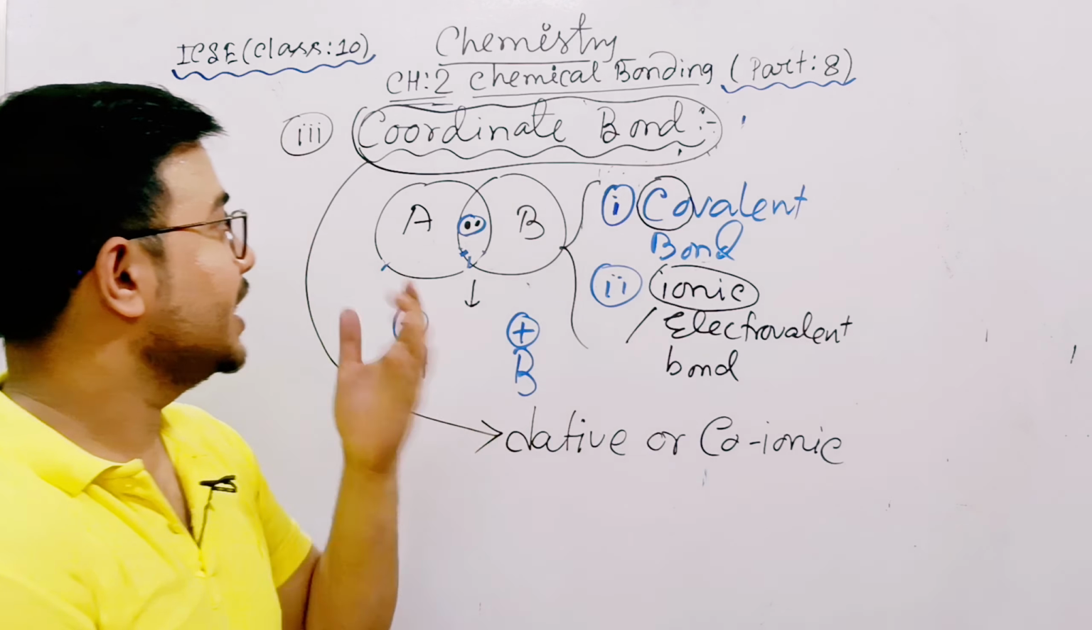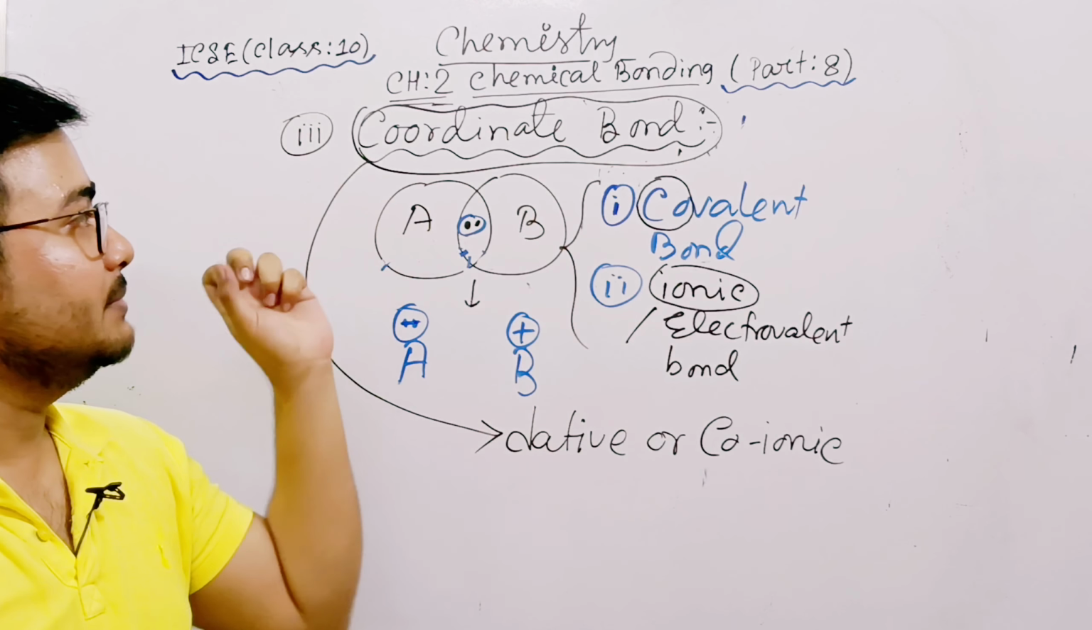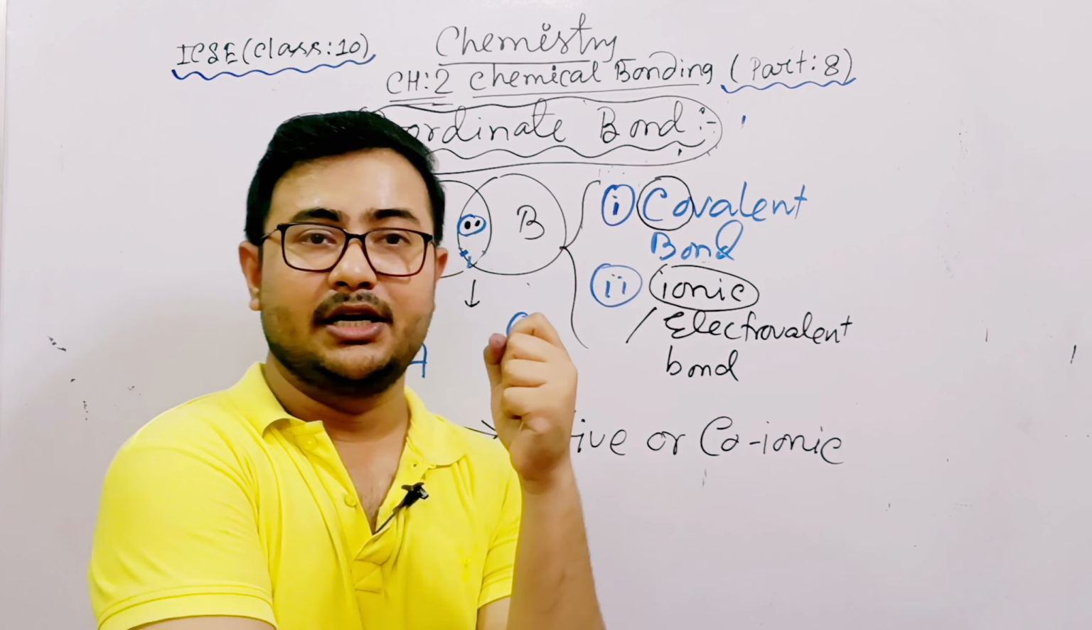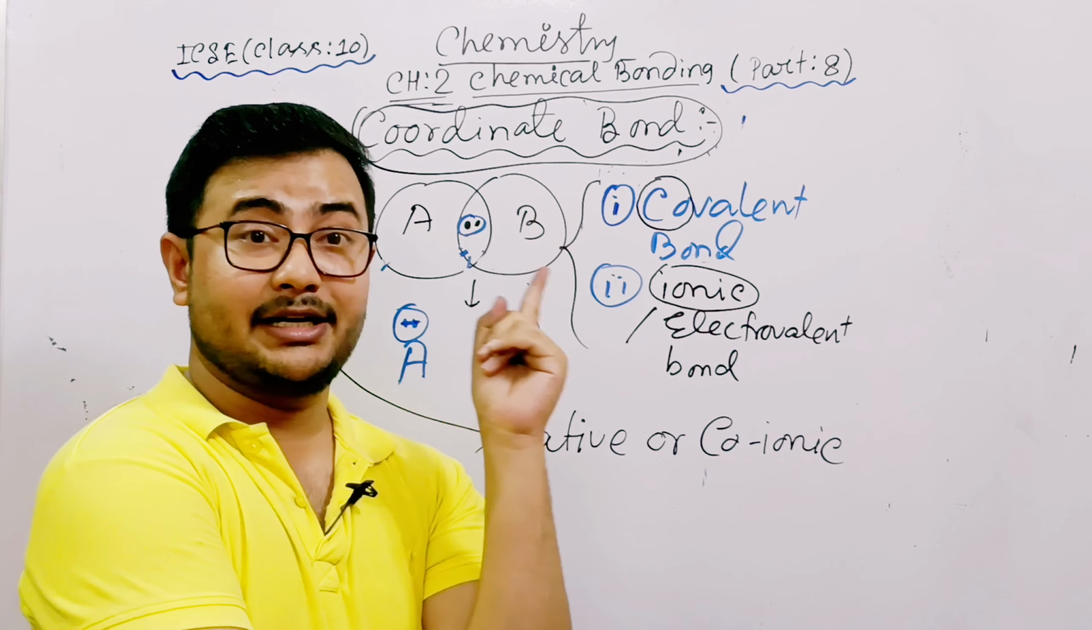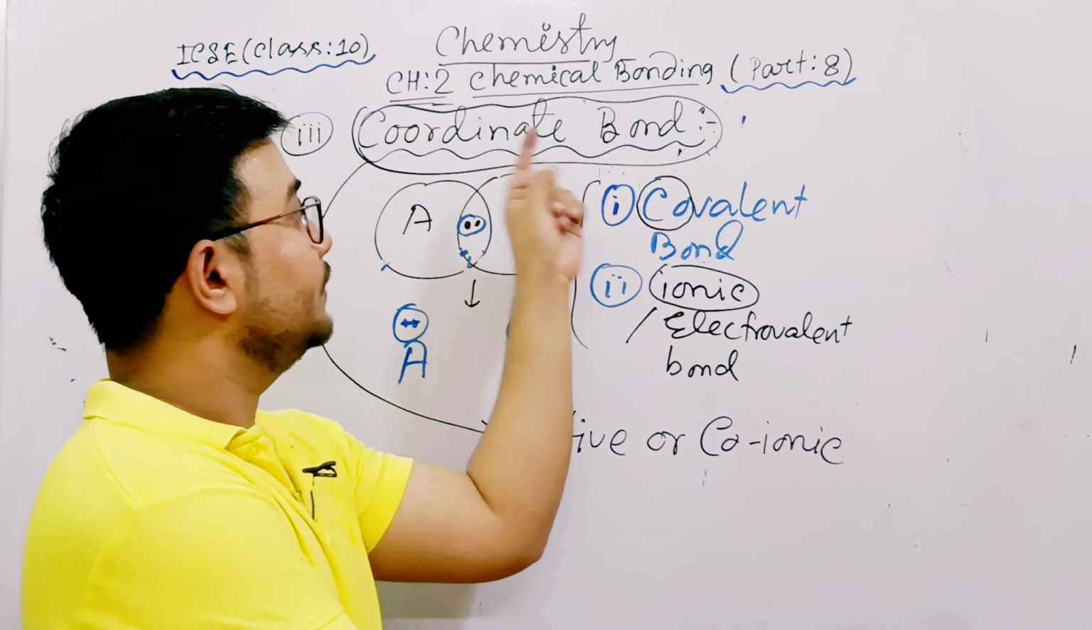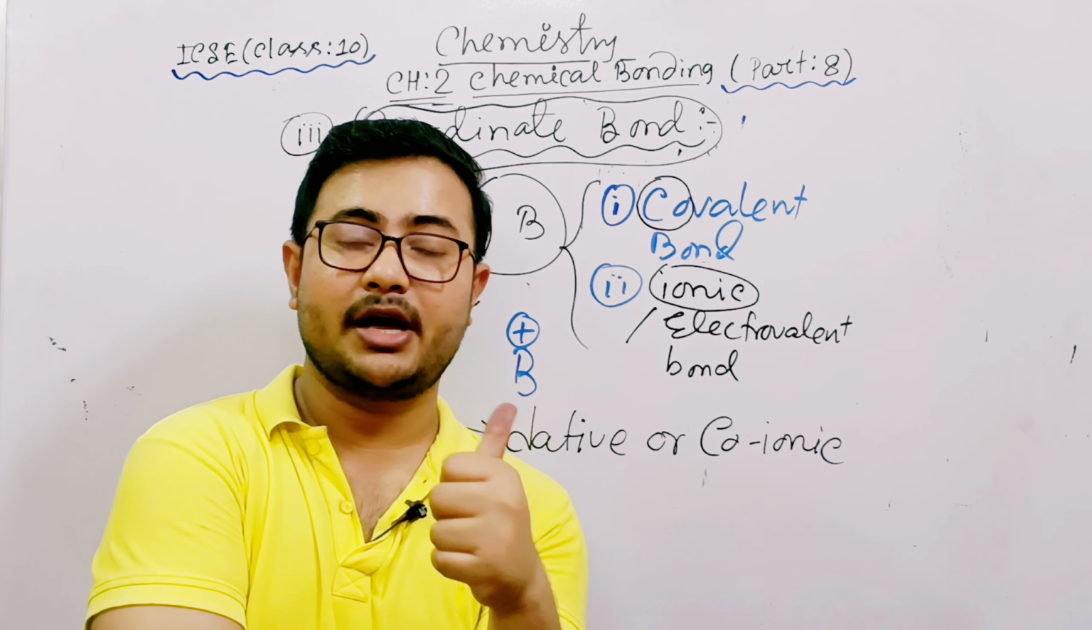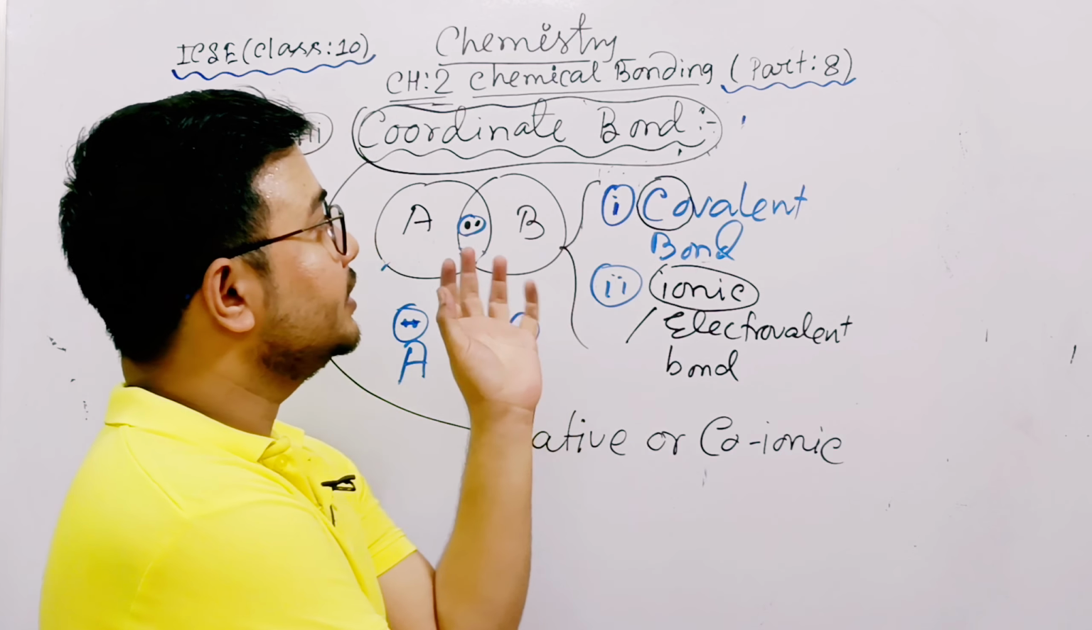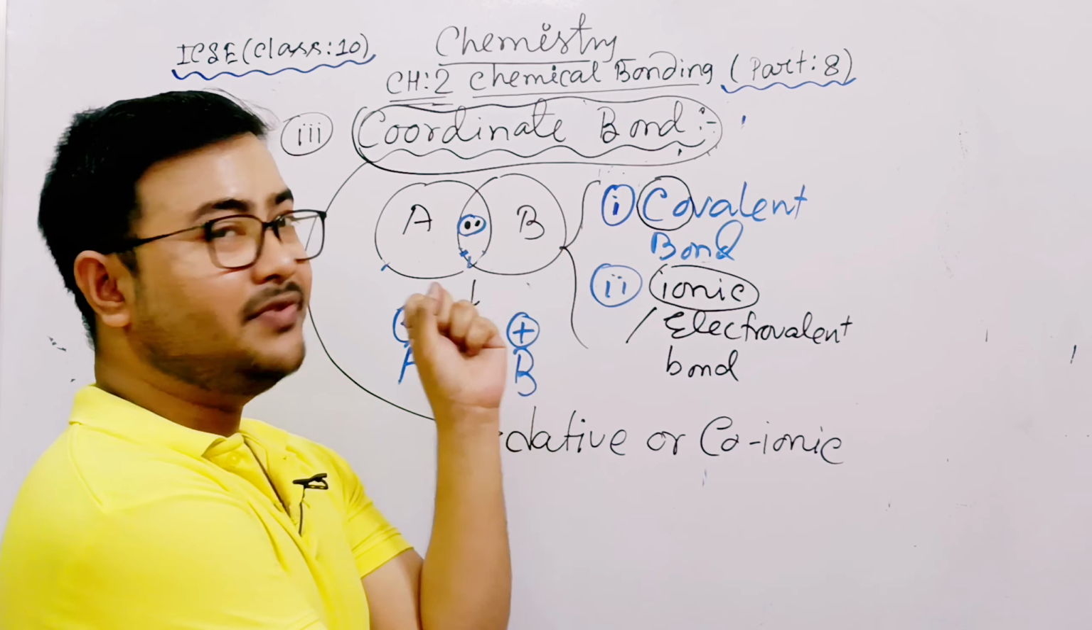Okay, so today I completed all the concepts. In the next class we have another important part: diagrams of examples of the coordinate bond, that is the hydronium ion and the ammonium ion. So prepare your class notes and revise them.